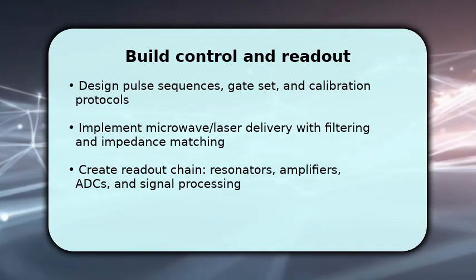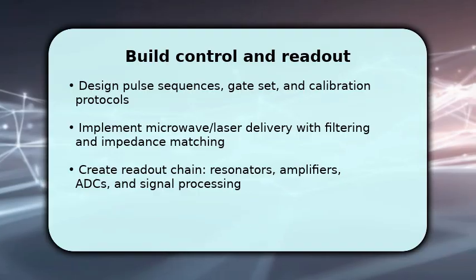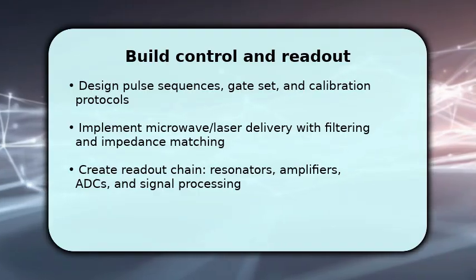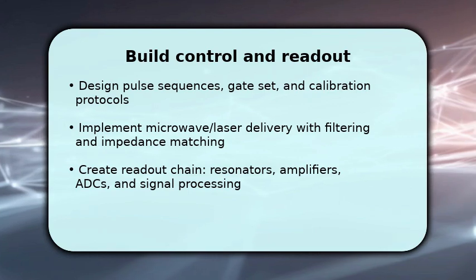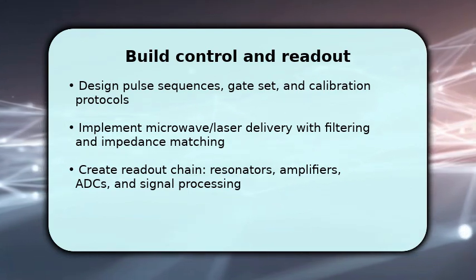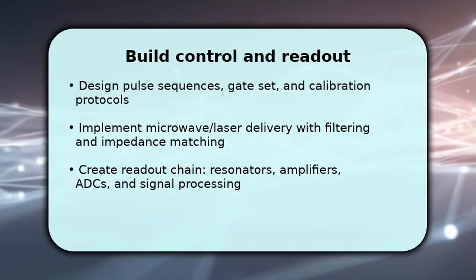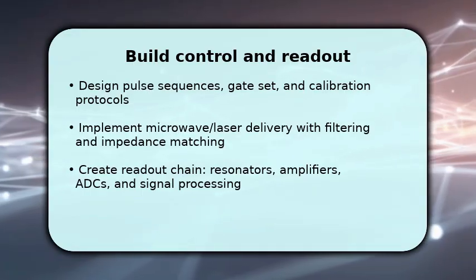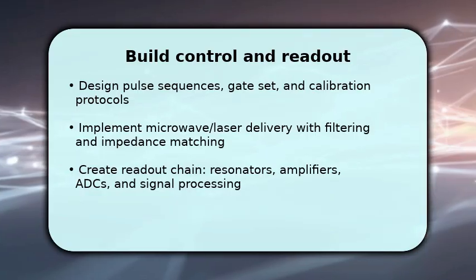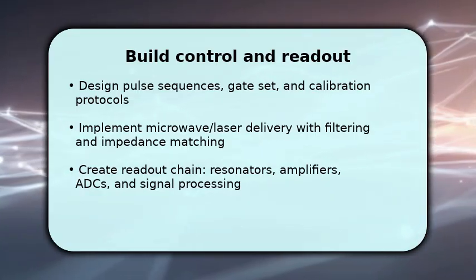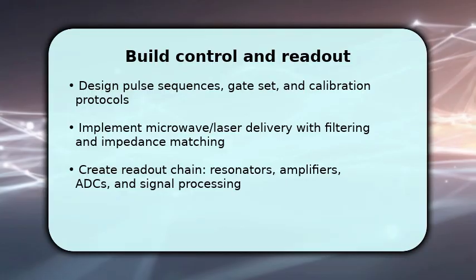Construct a readout chain, resonators or fluorescence optics, low-noise amplifiers, and high-speed ADCs. Then build signal processing on FPGA or CPU to extract qubit states. Once done, loop calibrations to reduce drift and measure gate fidelities until they meet target thresholds.